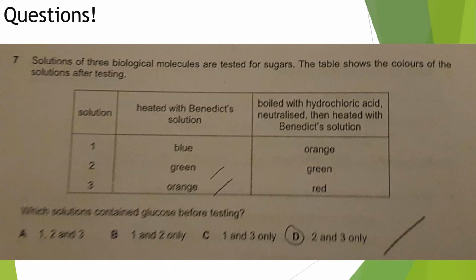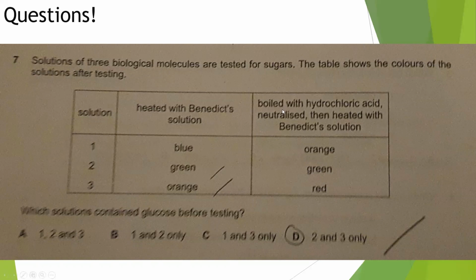So let's read this question. Solutions of 3 biological molecules are tested for sugars. The table shows the colors of solutions after testing. So you have solutions 1, 2, 3. They're heated with Benedict's solution, so it changes from blue to green to orange. Any color change indicates the presence of reducing sugar, and blue means that there's no reducing sugar present.